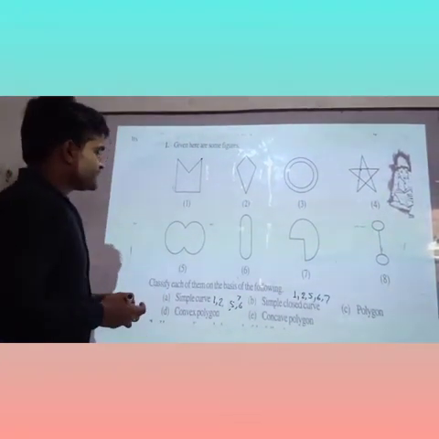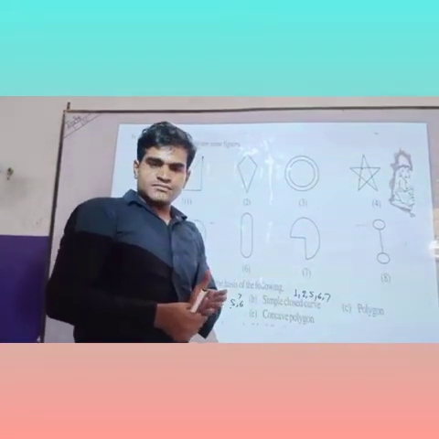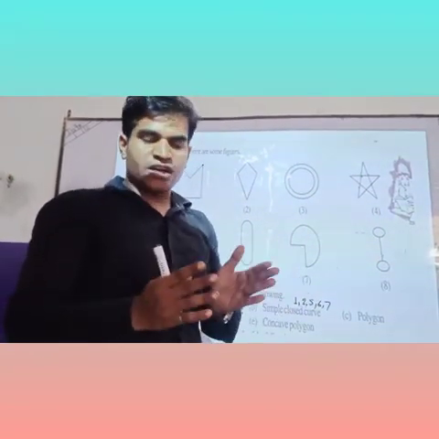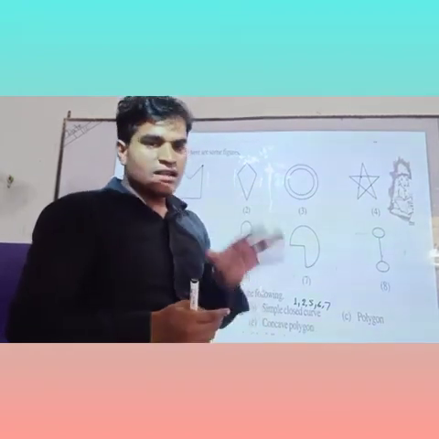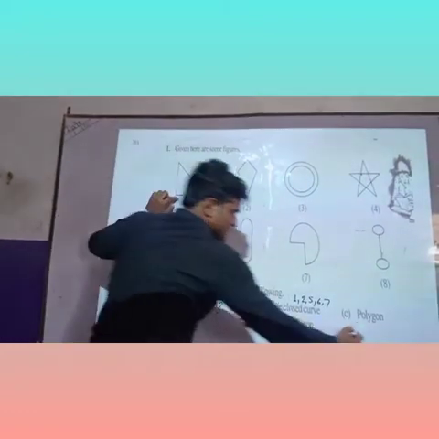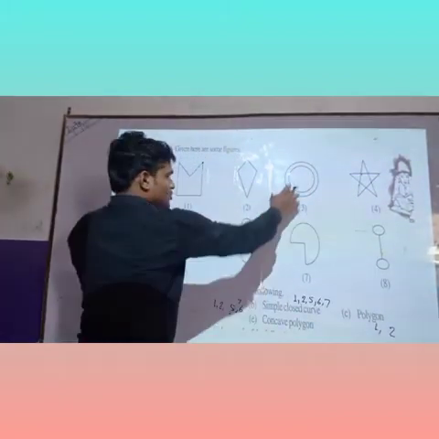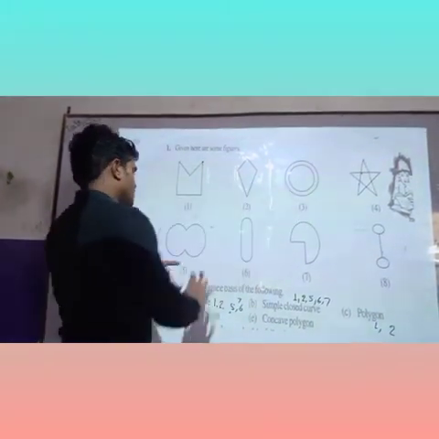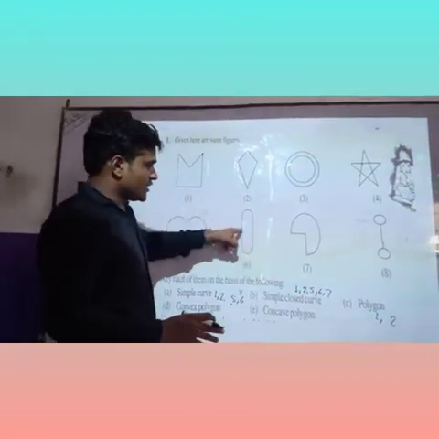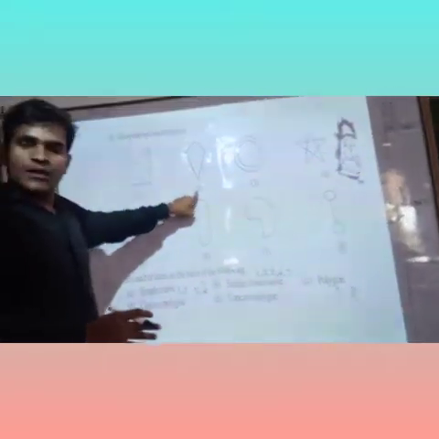Now children, next is the polygon. As we know, a closed curve which is made up of line segments is called a polygon. So children, first, these are all line segments, so the first is a polygon. The second is also a polygon. It is closed. This one is also closed, but it is not a polygon because these are curves. This is also a curve. That's why it is not a polygon. Only the first and second are polygons.